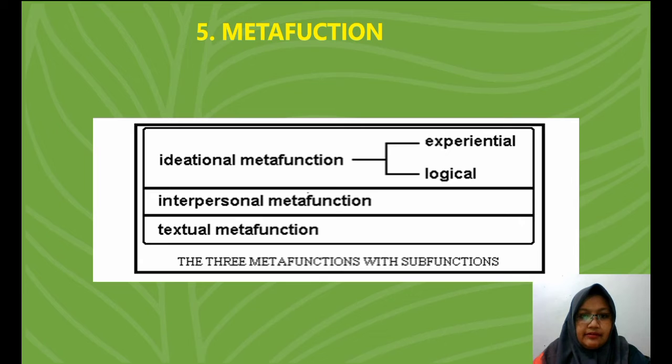Next, metafunction. There are three kinds of metafunction. First, ideational metafunction, then interpersonal metafunction, and then textual metafunction. Ideational metafunction consists of two kinds, experiential and logical.